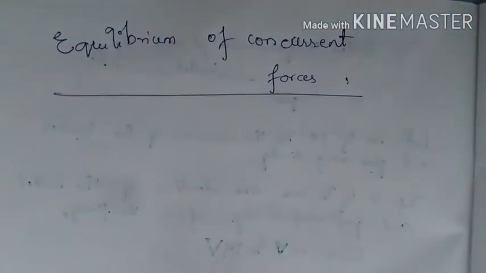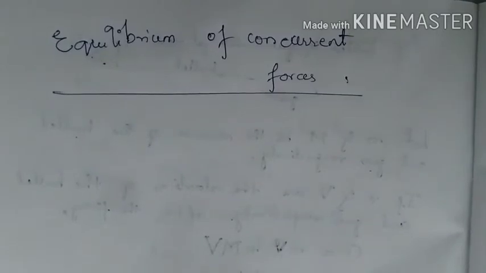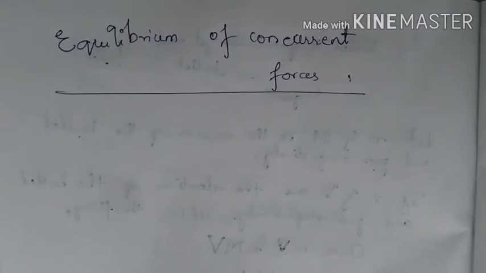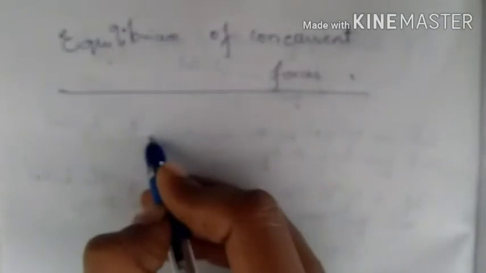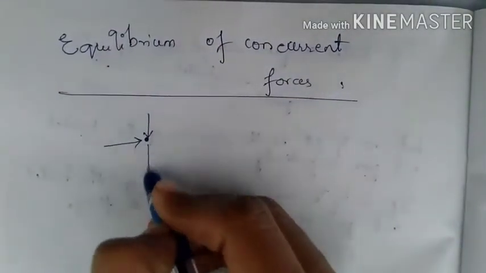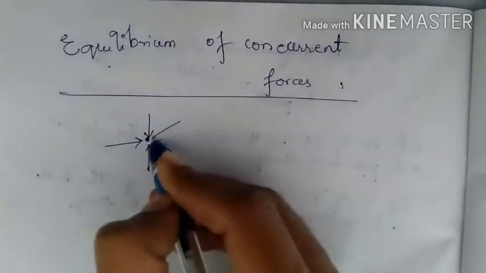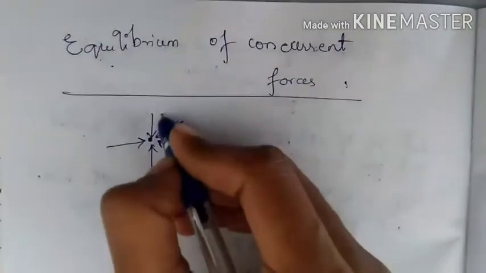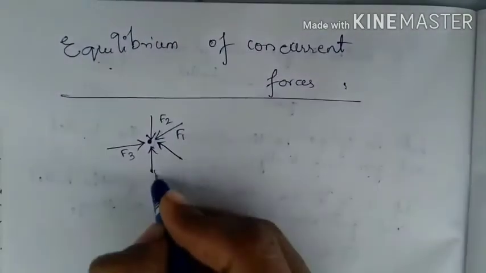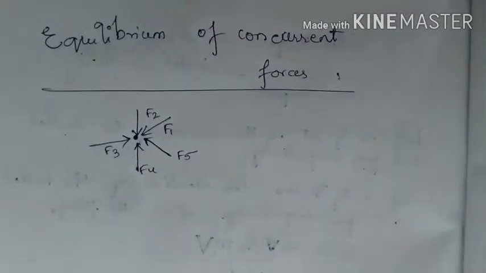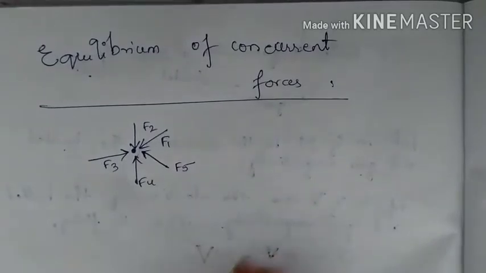So, equilibrium of concurrent forces. A number of forces acting at the same point on an object are called concurrent forces. So, here you have a point. On this point, if there are many forces acting, these forces are called concurrent forces. Let's say this is F1, F2, F3, F4, F5. All these 5 forces are called concurrent forces.